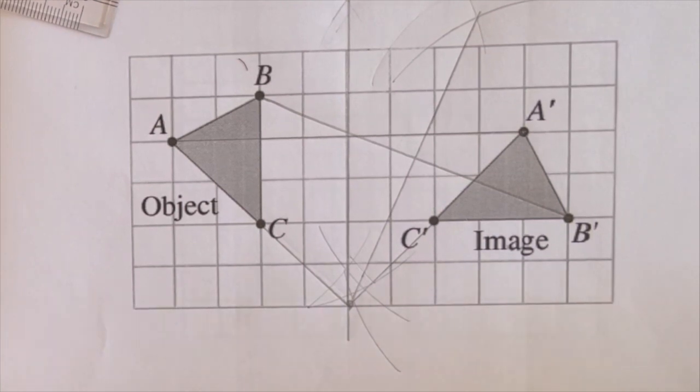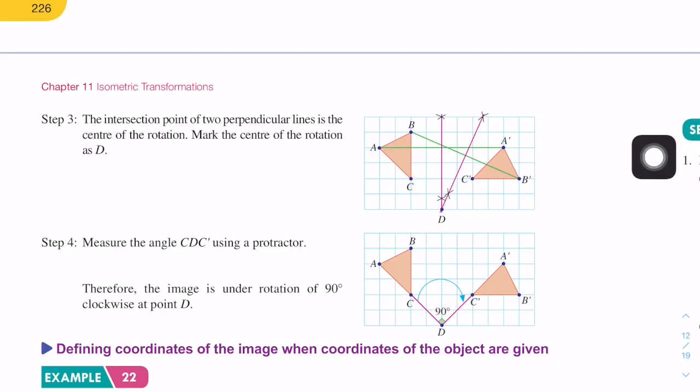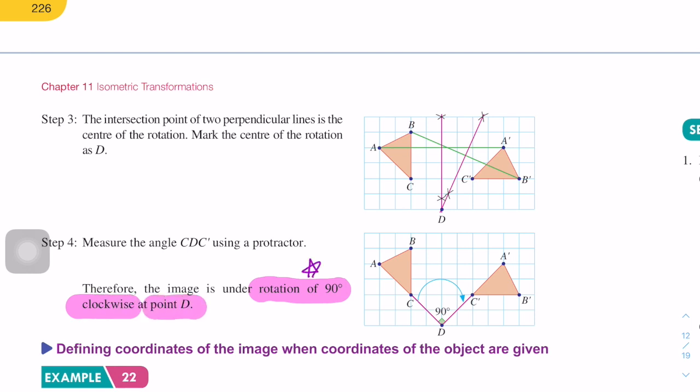Okay, next, how you describe? So from the solution we know that, therefore the image is under rotation of 90 degrees, 90 degrees clockwise, arah jam, and at point D. So that's how you describe the rotation. You need to focus on these three things: rotation of 90 degrees, clockwise, at point D. These three things are very important for rotation.